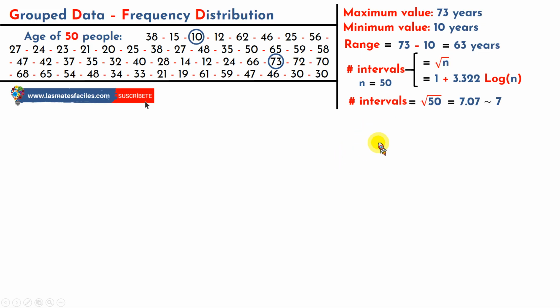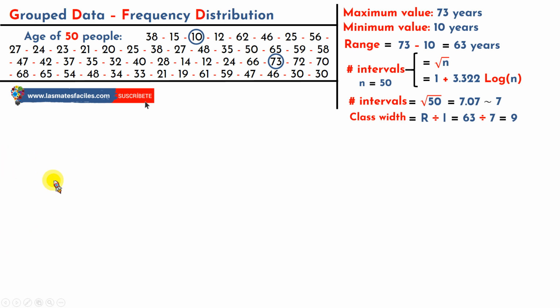Now we are going to calculate the width of the intervals, the class width. The class width is very simple to calculate. What I will do is take the range and divide it by the number of intervals. I know that my age range is 63 years. And I need to distribute those 63 years into 7 intervals of equal width. I do the division. 63 divided by 7, that's 9, and that means each interval will have 9 years between its lower limit and upper limit.